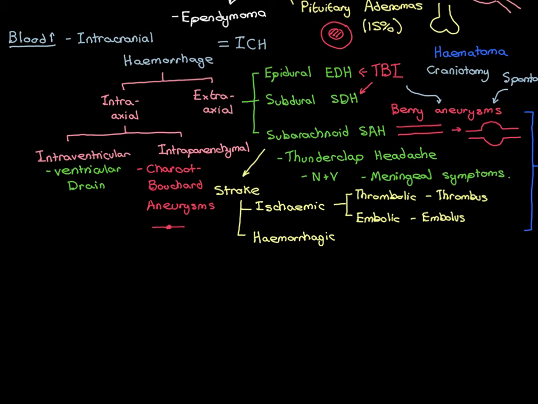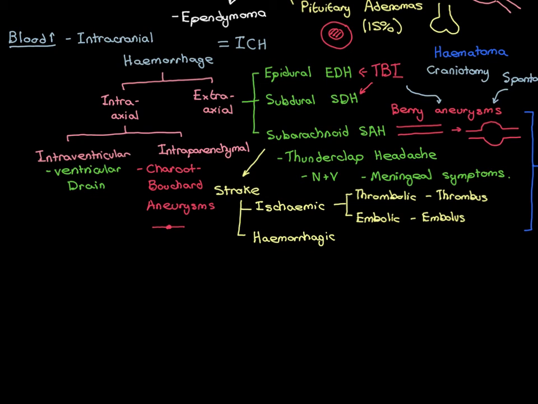So all of these different forms of intracranial hemorrhages will lead to the amount of blood inside the skull going up, and therefore they will lead to intracranial pressure going up, and therefore they can lead to the symptoms of intracranial hypertension. Okay, so we have now discussed lots of different causes of intracranial hypertension.